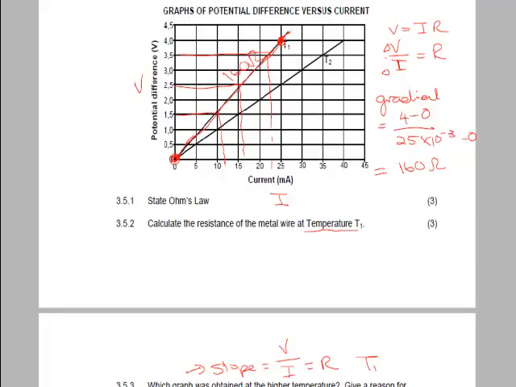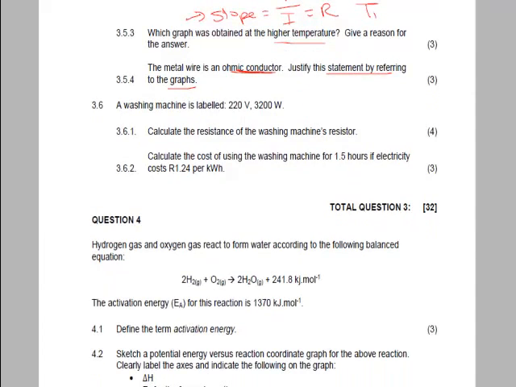Okay, let's look at question 3.6. It says a washing machine is labeled 220 volts and 3200 watts. Calculate the resistance of the washing machine's resistor. So if you look on the formula sheet, you can see P is equal to V squared over R, where P is your power measured in watts, V is your potential difference measured in volts, and R is your resistance, and we want the resistance. So do you agree therefore that R is equal to V squared over P?